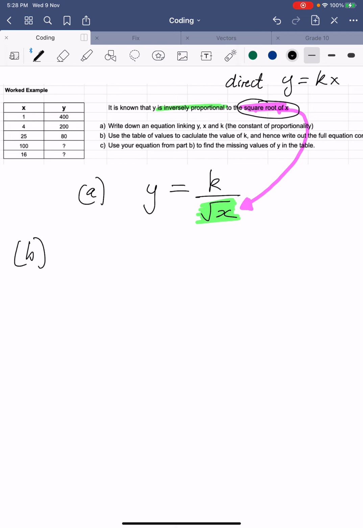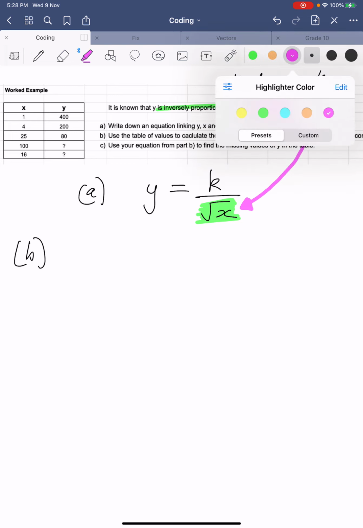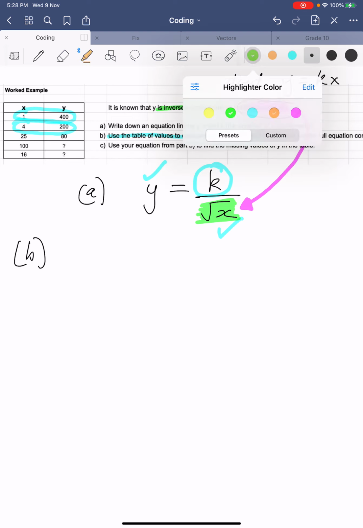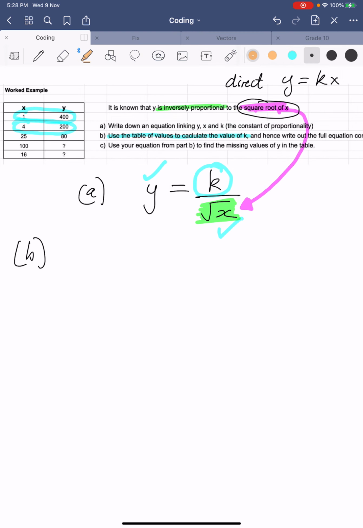And it gives you a big clue here again. It says use the values of the table. Use the table of values to calculate the value of k. Alright, so if we want to find the value of k, it would help if we could know a y and an x pair of values that makes this equation true. And of course we've got that. We've got x is 1, y is 400, or x is 4, y is 200. So we can actually choose any of these values in the table to substitute into our equation. So why not? Let's just choose x is 25, y equals 80.